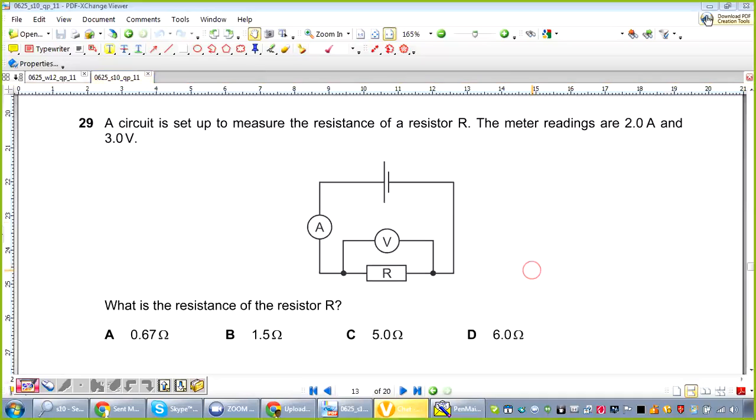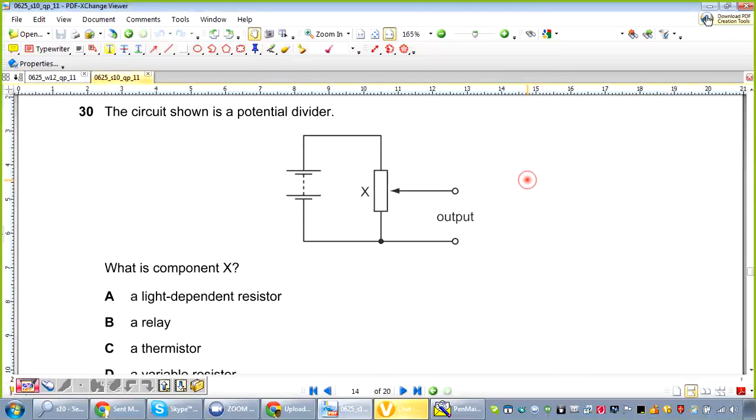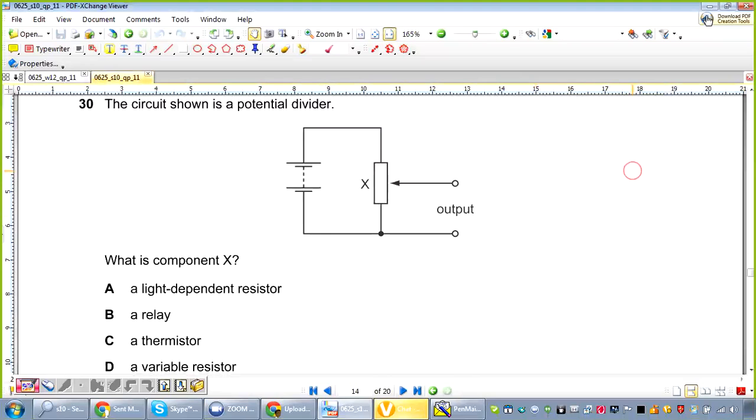1.5 ohm. 2 amperes, 3 is equal to IR. Yeah, right. A variable resistor. That's right.